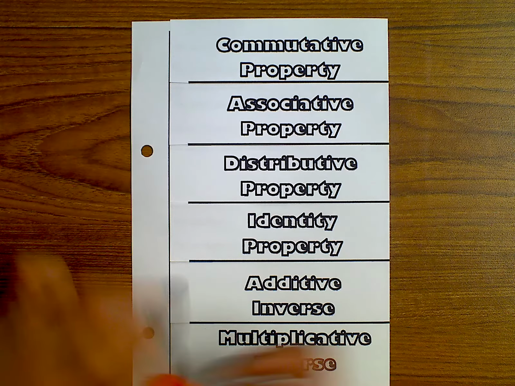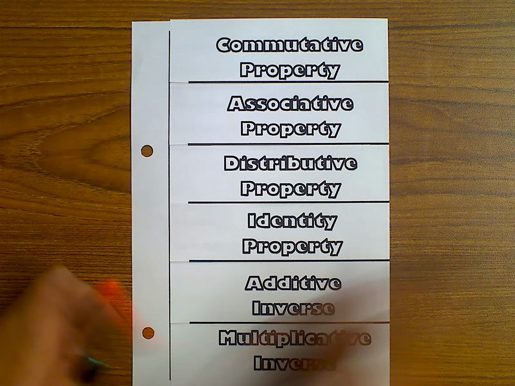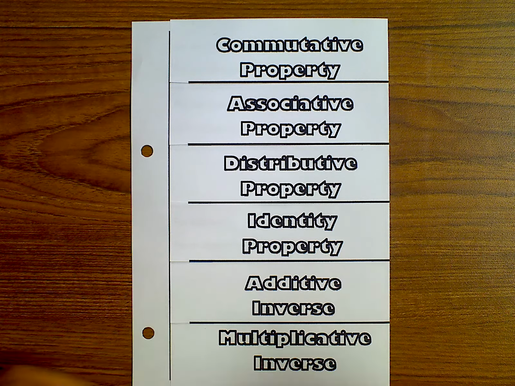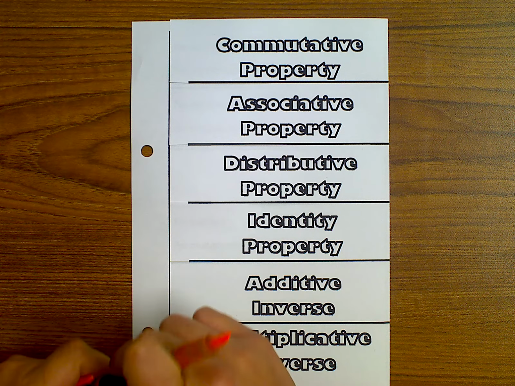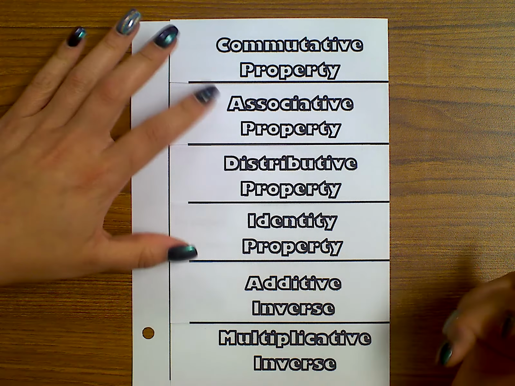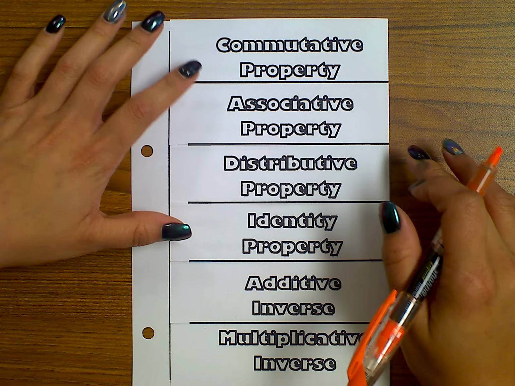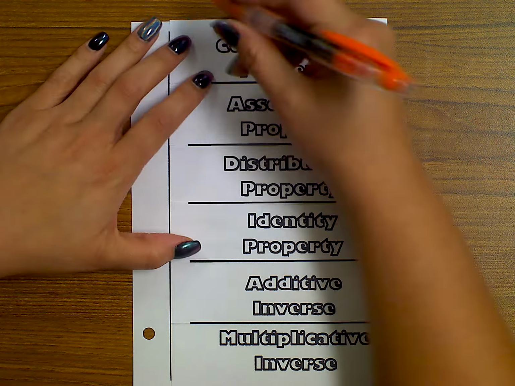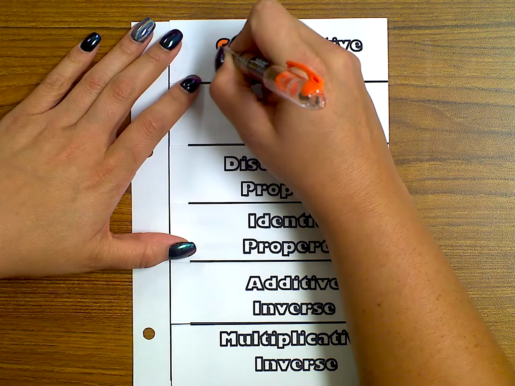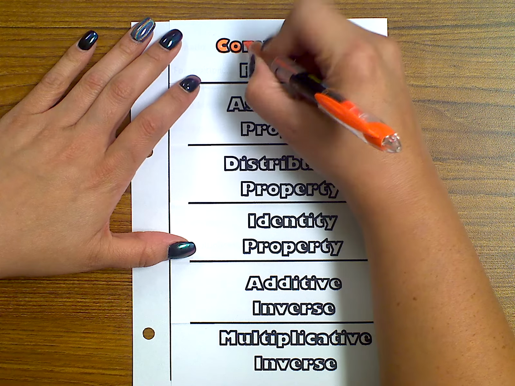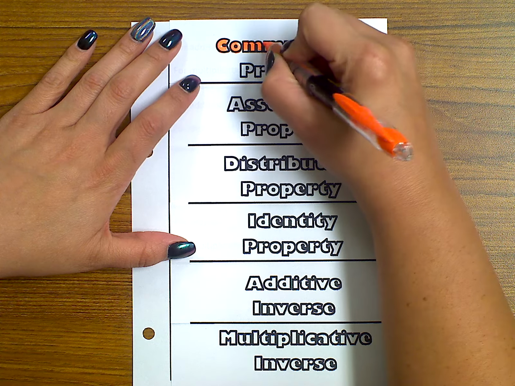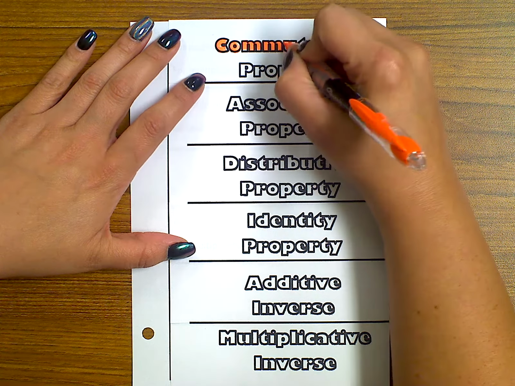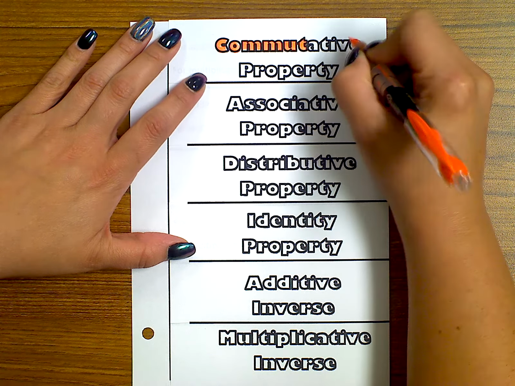All right, so you may have done some of these in class, or this is completely empty or blank for you. Let's go ahead and start with our commutative property. So in class, we were talking about the commutative property has a key term in here, and that would be commute.